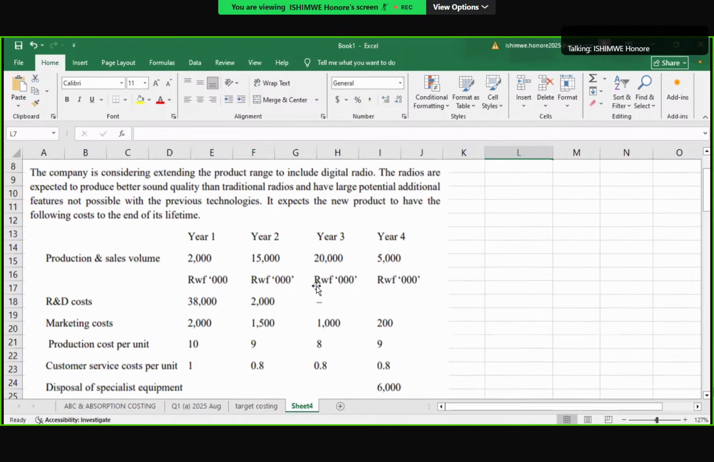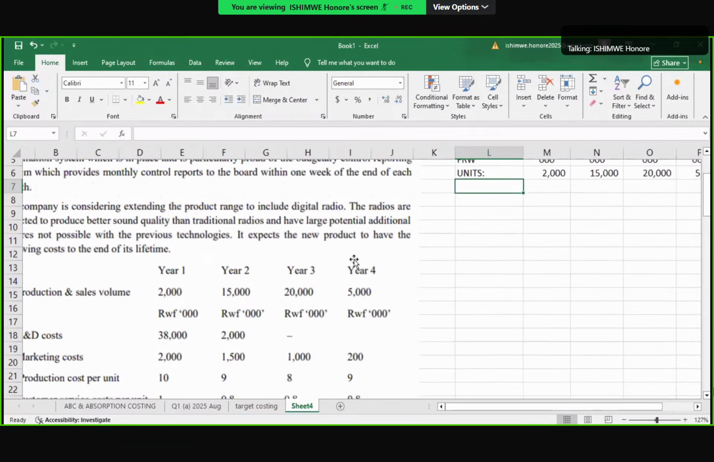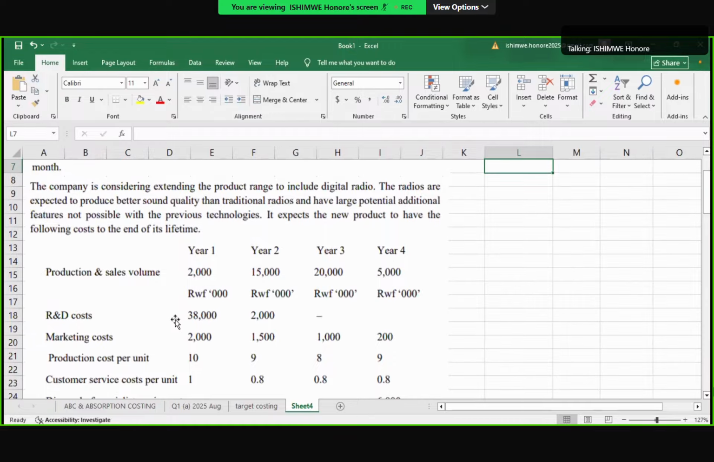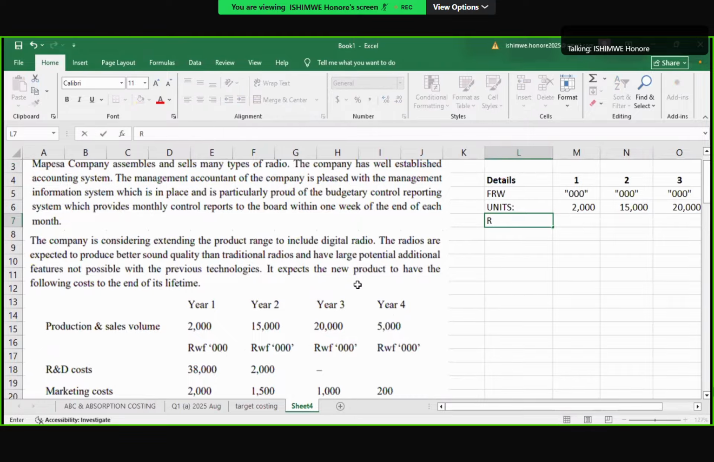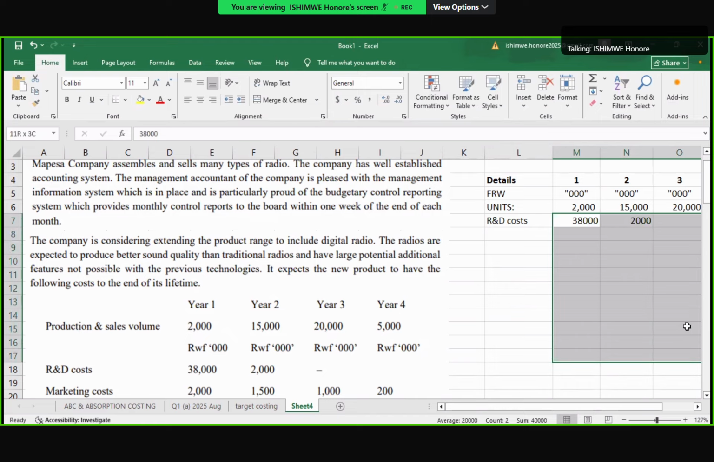You see, we have production and sales volume. These are our units to be produced. Then we have research and development. The costs are given. We have to put R and D costs. You know, when it comes to life cycle costing, these are the easiest marks everybody should be getting. Easiest marks everybody should be getting. Okay, so we should say now 38,000, and here it is 2,000. So 3 zeros are ignored. Please note it. 3 zeros are ignored.